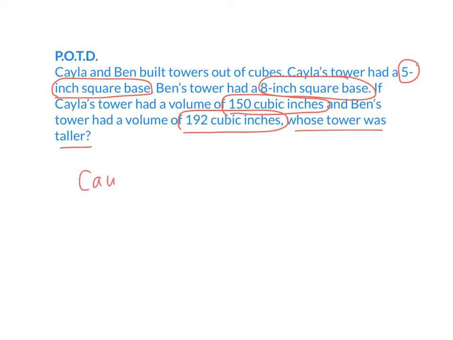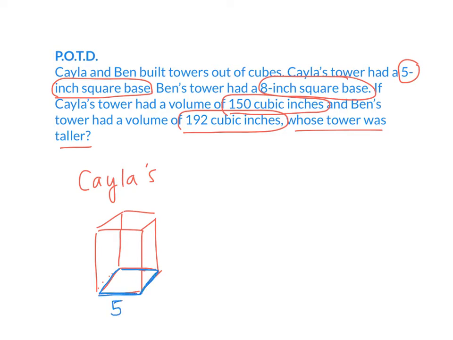So for Kayla's tower, we know that it was like a rectangular tower. And we know that the base is what shape? A square. Okay. So this square right here in blue is a square. That's the base. Do you agree? Yeah. Okay. And it says it's a 5-inch square base. That means each side of the square is how many inches? So that means the length is 5 and the width is 5. Do you agree? Okay.